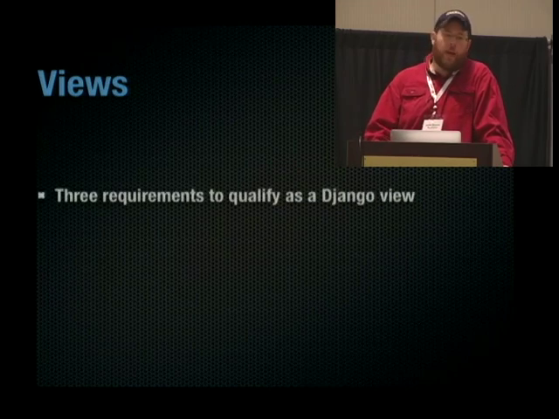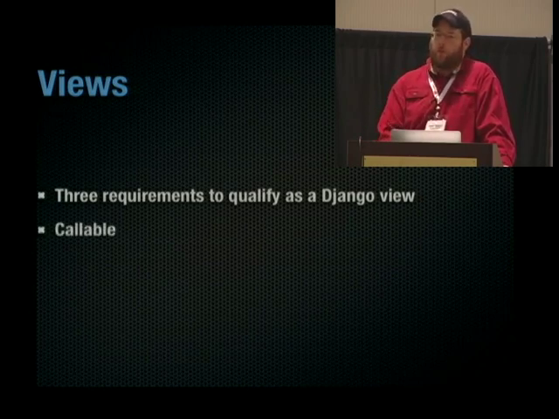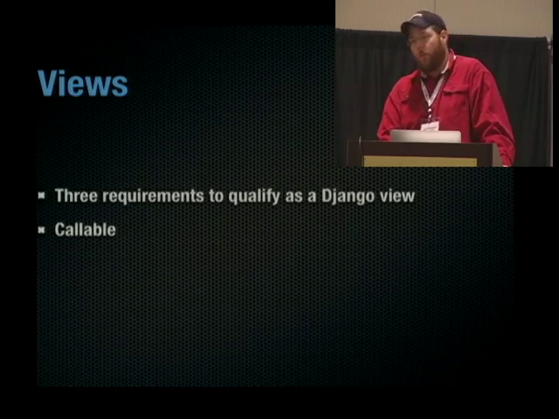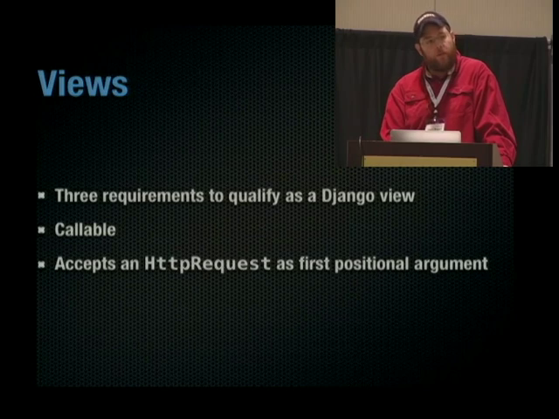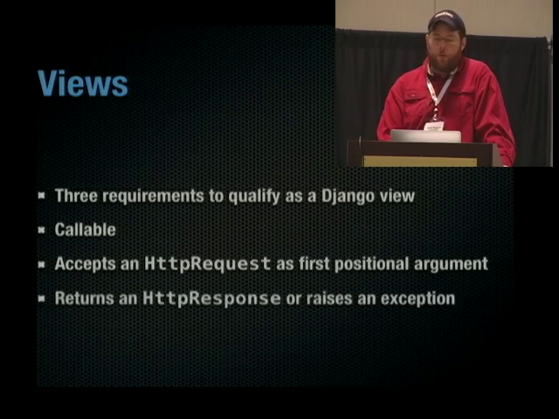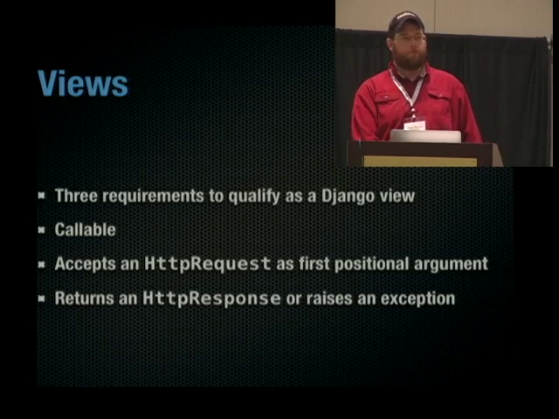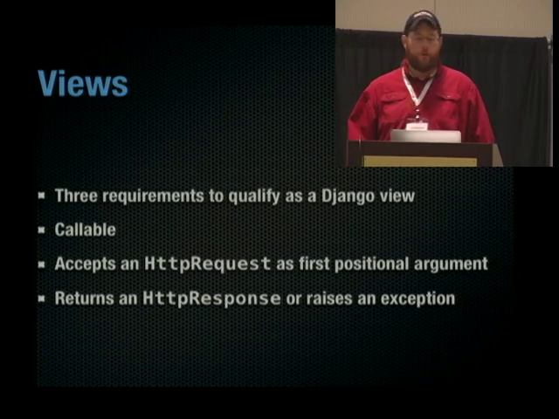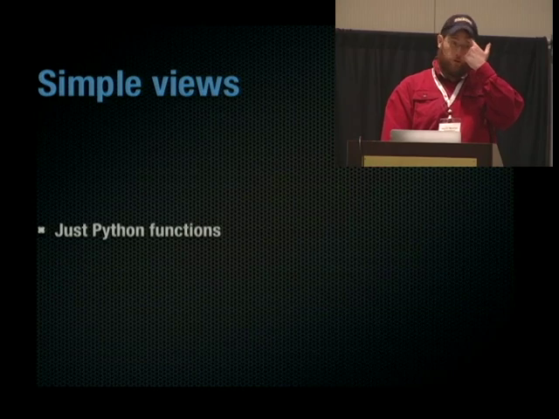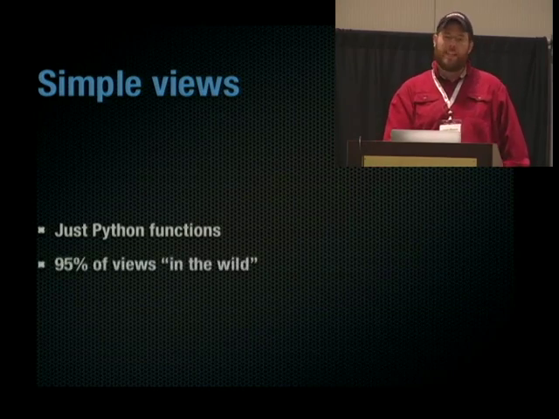Hopefully, once we've resolved this, gotten past the URL and gotten a view, how does a view work? Django views have exactly 3 requirements. 1, they have to be callable objects, which means they can be functions or they can be callable classes. 2, they have to accept an HttpRequest as their first positional argument. 3, they have to either return an HttpResponse or raise an exception. That is literally the definition of a Django view. You don't have to do anything else beyond that. Simple views are just Python functions, and in fact, most of the views you've probably written are just Python functions.